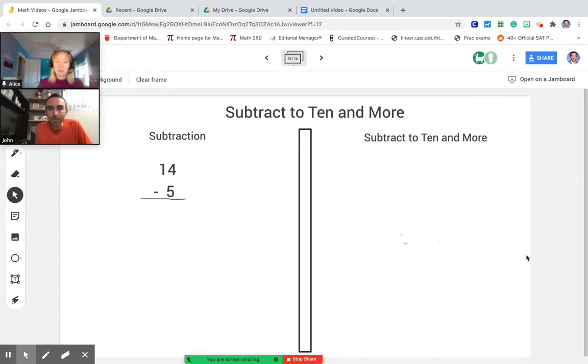Today we'll be talking about subtraction. So on the left is the way that I had learned it. 14 minus 5. Honestly, at a certain point you just think, well, that's 9. Like, it's kind of hard to explain why that is. A number line could help.